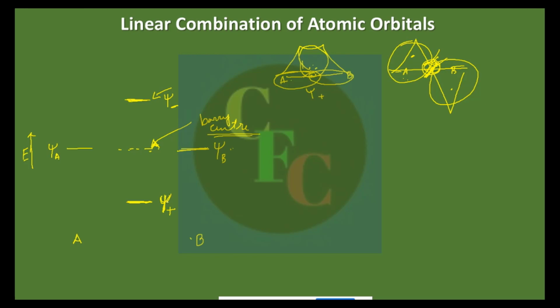This psi plus is called the bonding MO, right? And this is called the anti-bonding molecular orbital. Why bonding and anti-bonding? Because if it is here, the electrons reside here, right? Suppose there is one electron here and another electron here. Now in the formation of the molecule, this is the molecule. Again, you have to remember there is no individual character here.